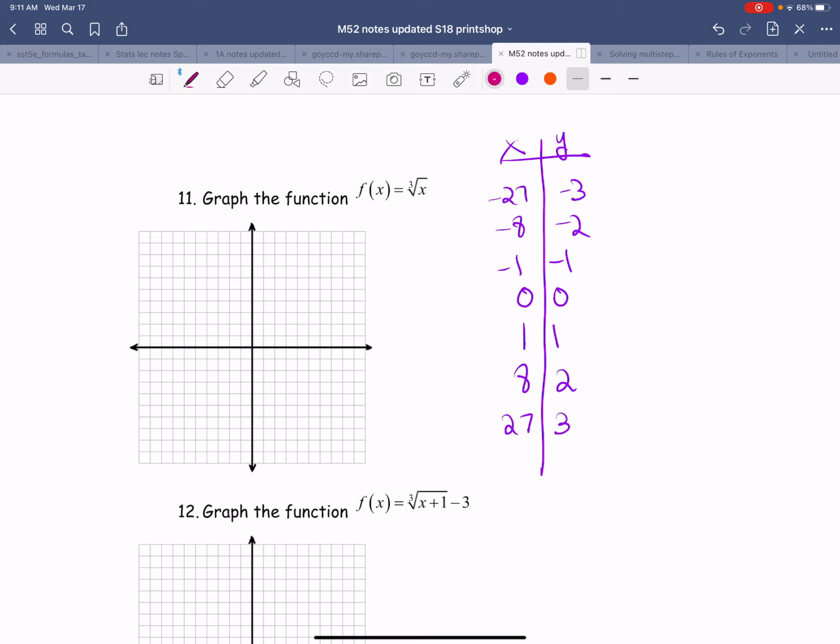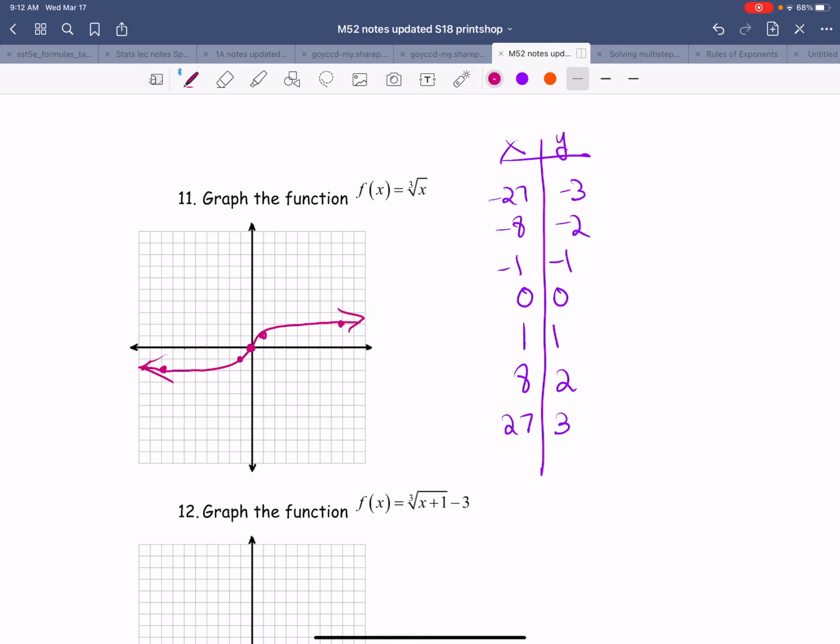So let's start plotting my points: 0, 0; 1, 1; negative 1, negative 1. The next one we have is x is 8 and y is 2. 1, 2, 3, 4, 5, 6, 7, 8, and y is 2. There we go. So this is how my cube root graph is going to look.